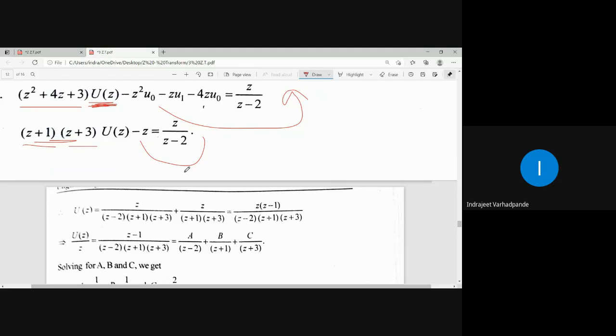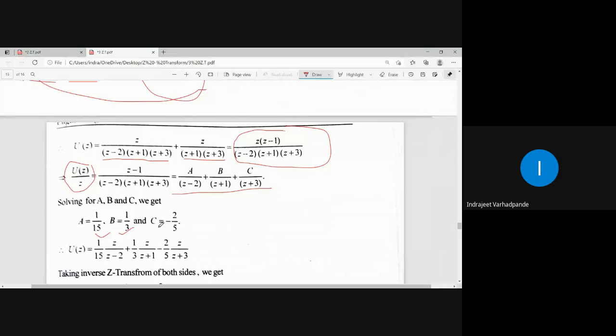Under each term the denominator will come as z minus 2 into z plus 1 into z plus 3. Here z will come, z upon, and this denominator will come, z plus 1 into z plus 3. So combinedly we got this. How to resolve this? We have to resolve this with the help of partial fractions. If possible, take z common, so u of z upon this. Solving this with the help of partial fractions, get the values of a, b and c. Put them in. Cross multiply this z in the numerator.